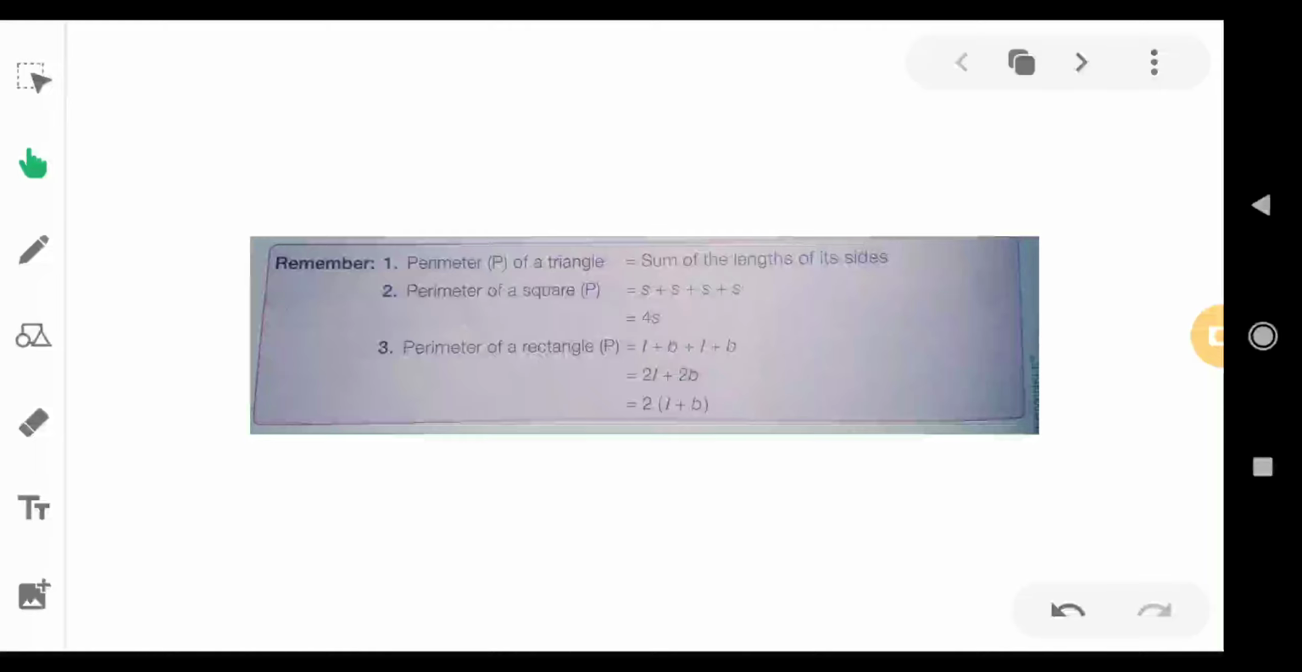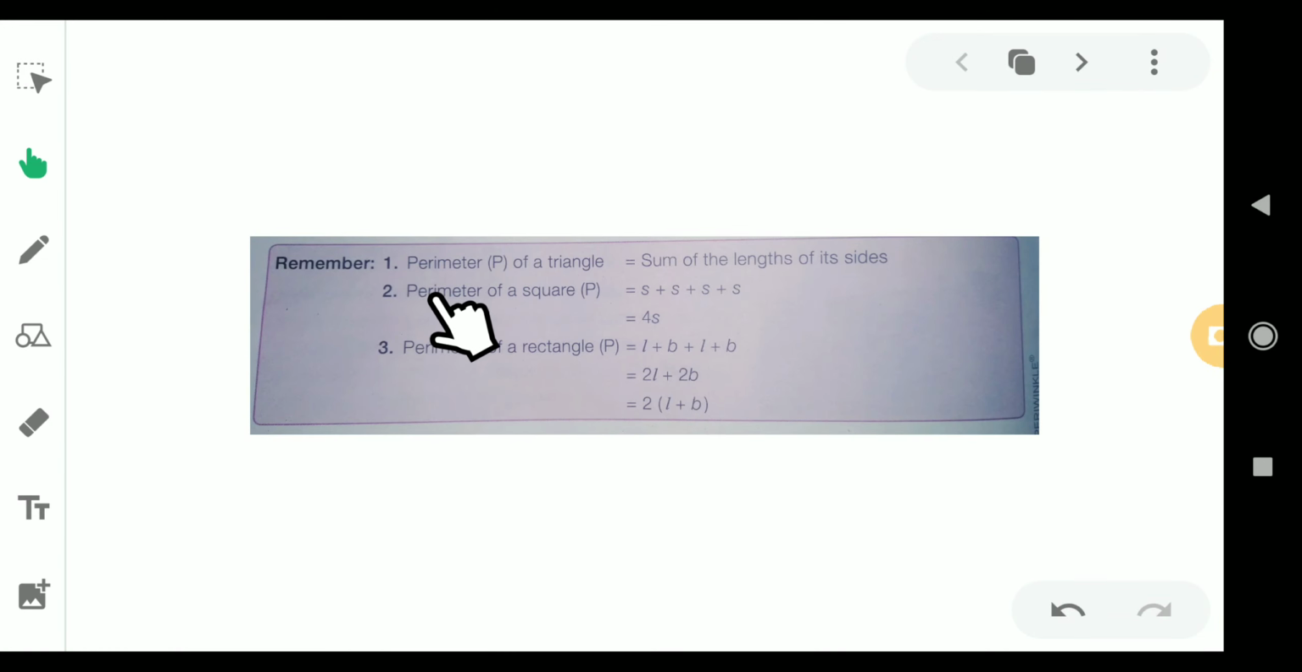Dear children, in the previous video, we understood the meaning of perimeter. Let me remind you one more time. Perimeter is the total length of the sides of a closed geometrical figure, and the units of perimeter usually will be in millimeters, centimeters, meters, or kilometers. Let us recall the formula of perimeter now. Perimeter of different geometrical figures.